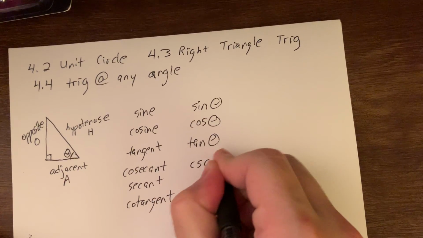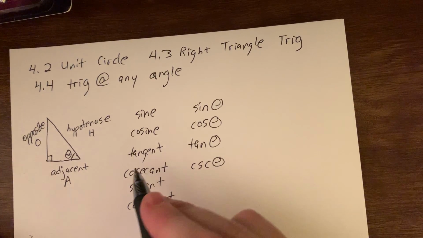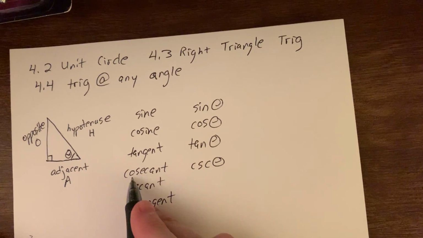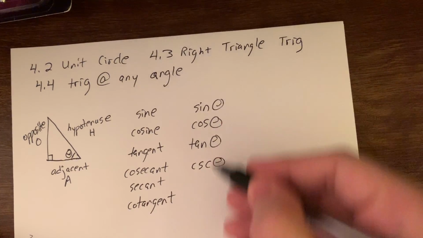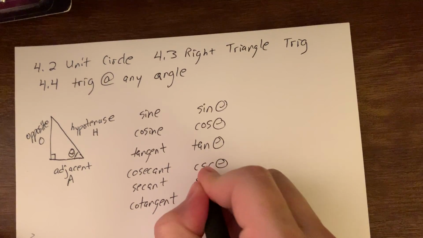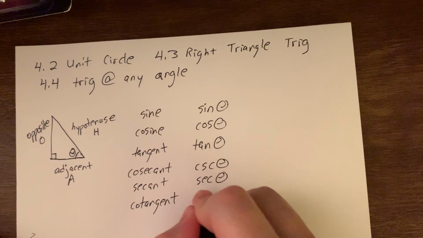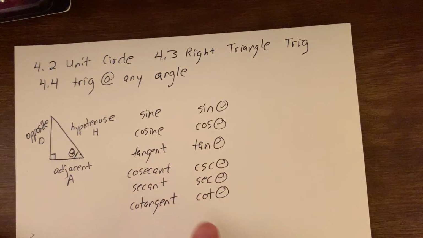Cosecant is CSC of theta. This one in particular, I can't tell you how many students write cosec, C-O-S-E-C. All these are abbreviated with 3 letters. So get used to the CSC, secant, SEC, secant of theta, and cotangent, COT, cotangent of theta.